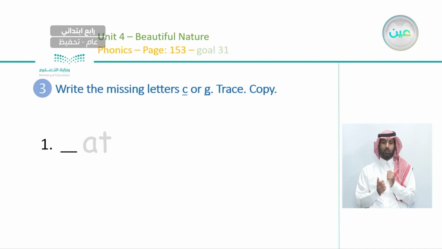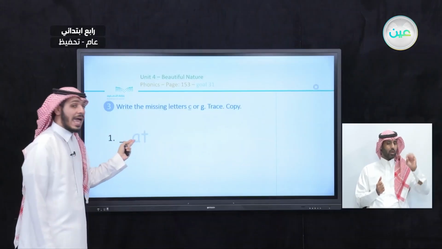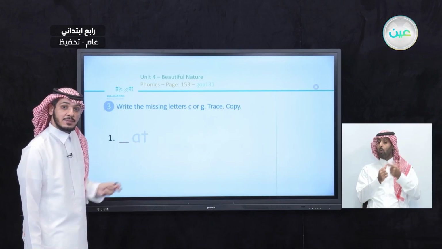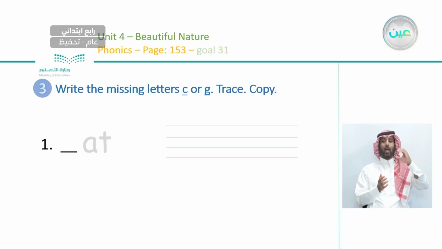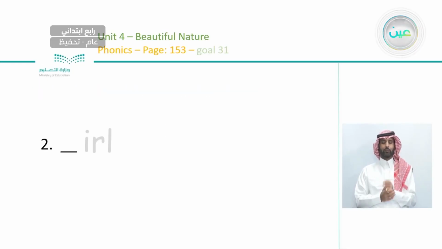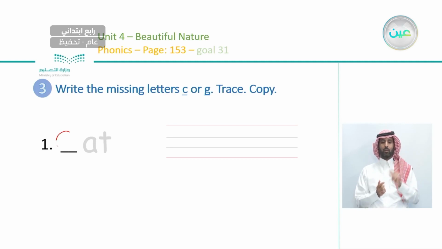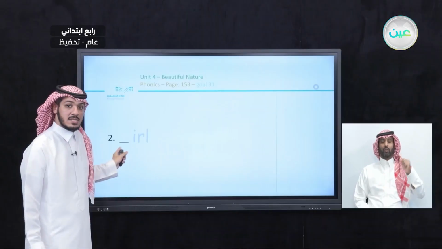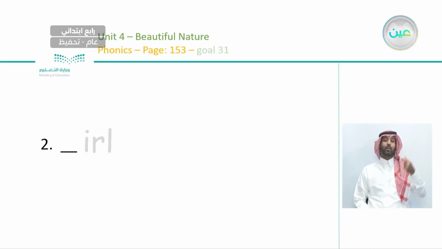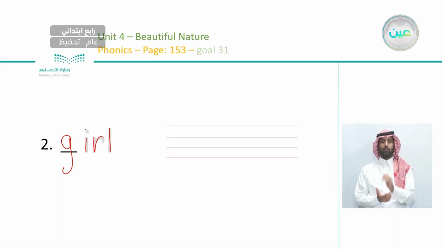Okay. Number 3, write the missing letters C or G, trace, copy. Now, number 1, we have a missing letter here and then at. Is it gat or cat? Cat, excellent. What is the missing letter, C or G? C, excellent. So we have C-A-T. Then after that you can write it here. Okay, number 2, we have what? Irl. Is it C or G? G, excellent. So we have G, then I-R-L, and then you can write it there.